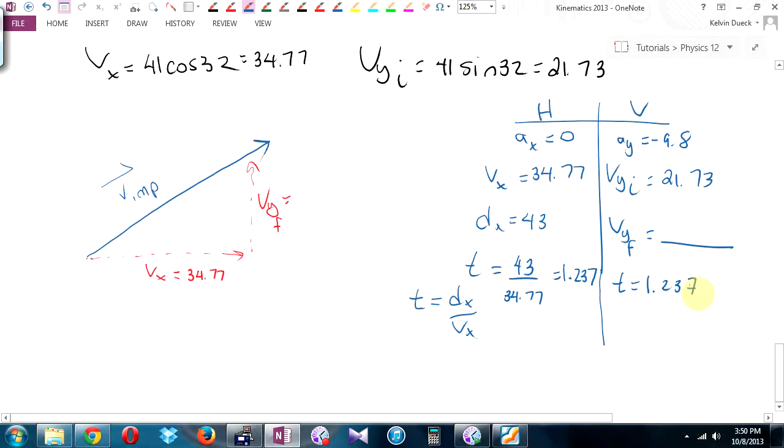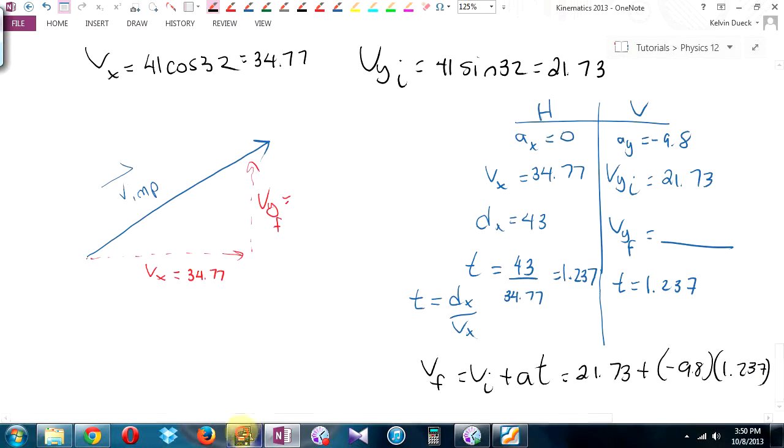Why is that so nice? How many things do I now have in my vertical column, Tanisha? Say 3. And so I can find a fourth. Do I have an equation that has Vy final in it? Yeah! I can use good old vy = viy + ay t. This time, V initial isn't 0. It was in the horizontal one that we did a while ago. 21.73 plus negative 9.8 times 1.237. Oh, I hope I get a positive answer because I told you it was still on the way up.